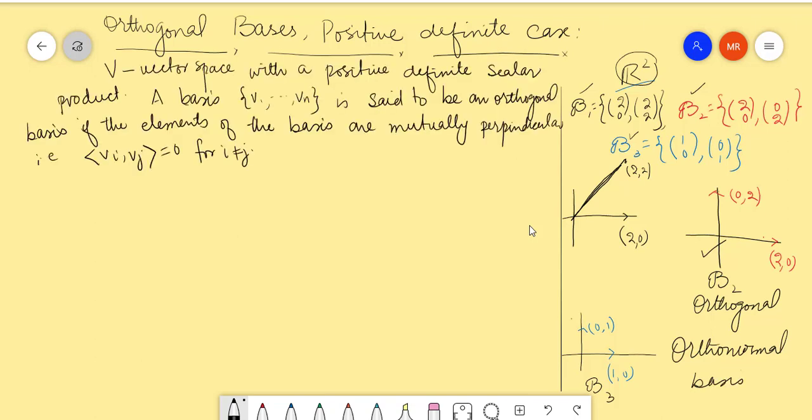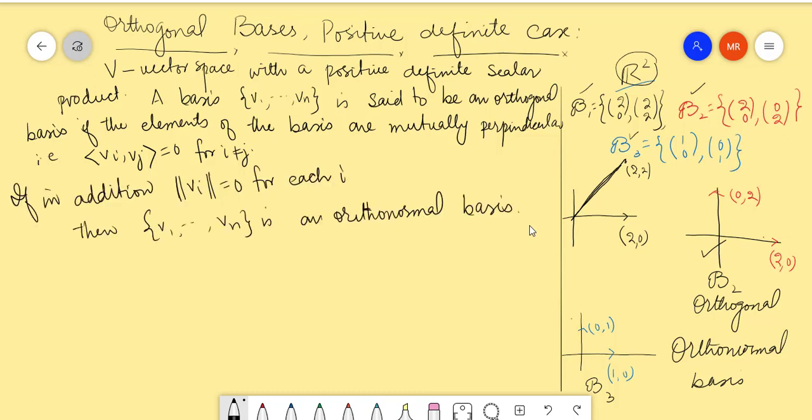So let V be a vector space with a positive definite scalar product. If we consider a basis of this vector space with vectors v1 up to vn, then this basis is said to be an orthogonal basis if the elements of the basis are mutually perpendicular. That is, the scalar product of vi with vj is 0 for i different from j. And if in addition, the norm of each of its vectors is 1 for each i, then we say that this basis is an orthonormal basis of the vector space.